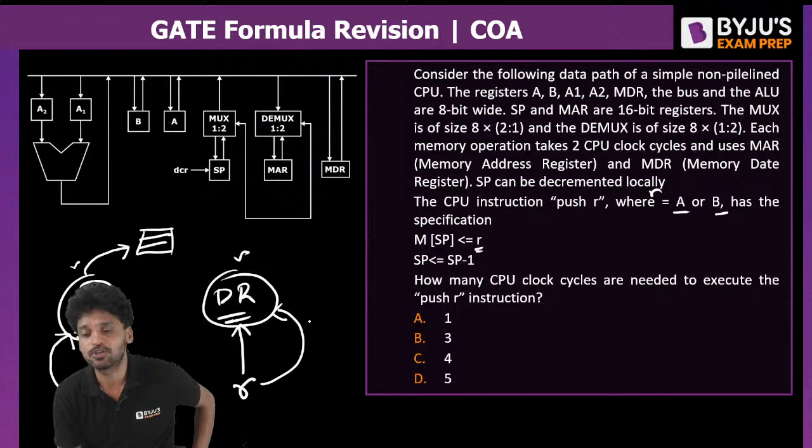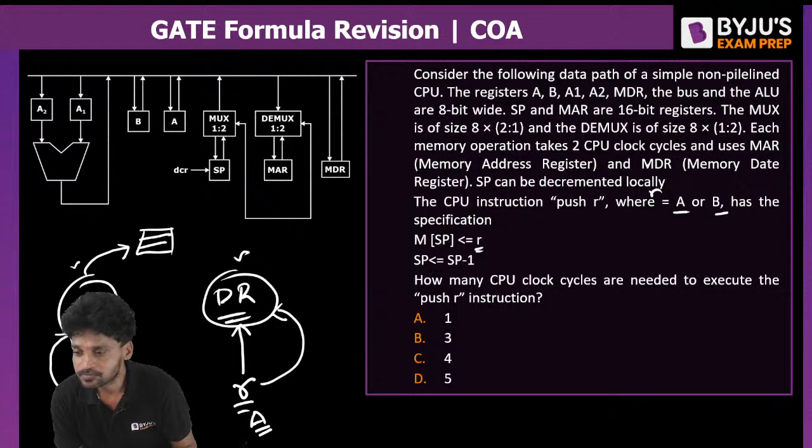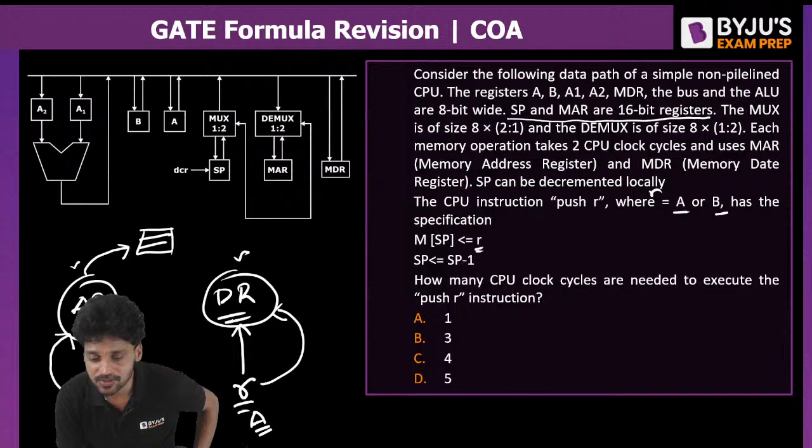Already R is interpreted as A. So in order to have this transfer done, how many clock cycles actually are required? From the stack pointer to the address register, to make a transfer, if both sides are equal, I will require only one clock cycle. But let us see what is the size of the address register, what is the size of the stack pointer. The stack pointer and memory address register are 16-bit registers. So the stack pointer should be transferred to the address register. Both are equal to 16 bits.